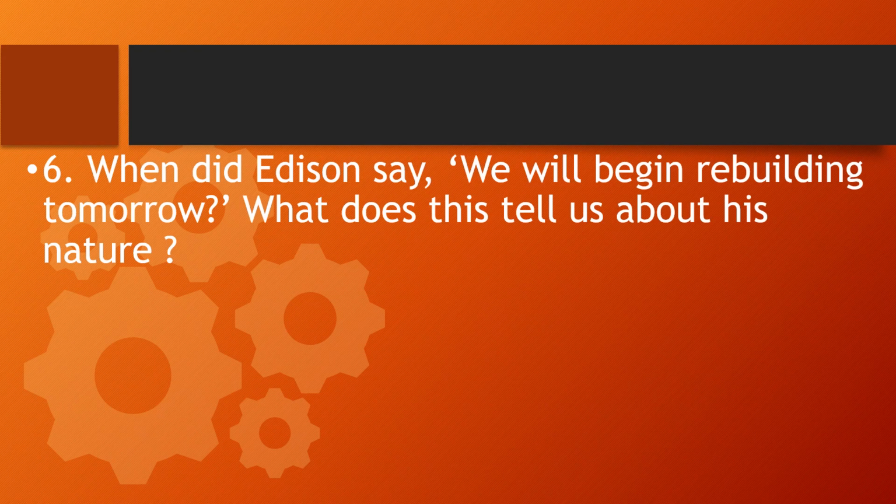Let us see the last one, question number 6 now. When did Edison say, "We will begin rebuilding tomorrow"? What does this tell us about his nature? Now, do you remember, children, when Edison grew old, when he became a successful businessman and inventor, he had set up many office factories. He had a lot of factory buildings and he had employed many men to do his inventions with him. So one fine day, a few of his factory buildings had caught fire and everything got destroyed.